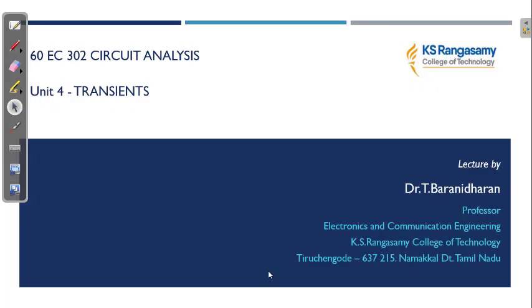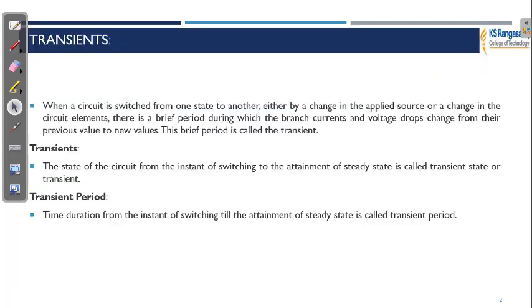Circuit analysis, transient response of RLC circuits. When a circuit is switched from one state to another, either by a change in the applied source or a change in the circuit elements R, L and C, there is a period during which the branch current and the voltage drop change from the previous value to the new value. During this time, the values change until they reach a steady state.